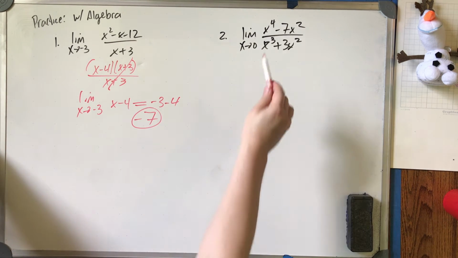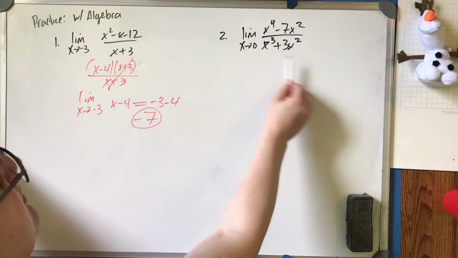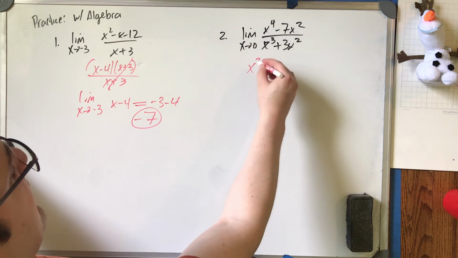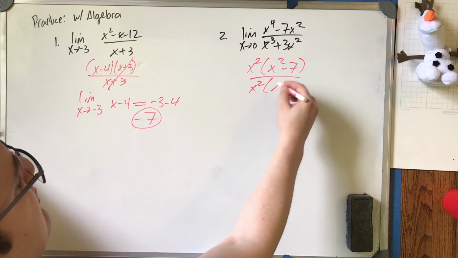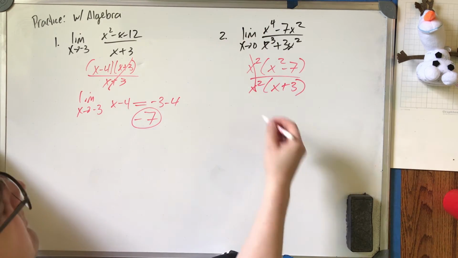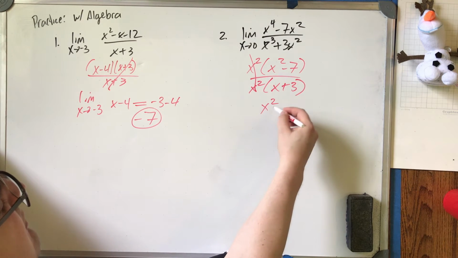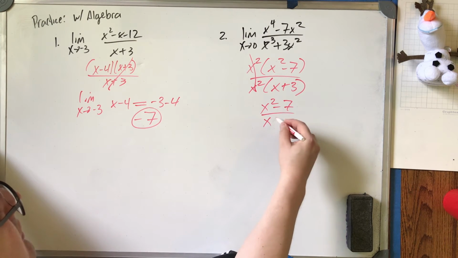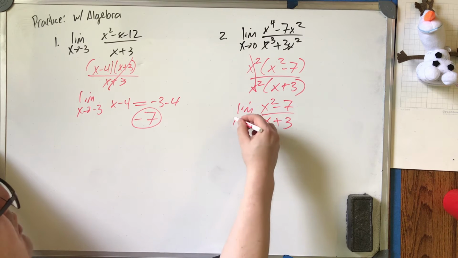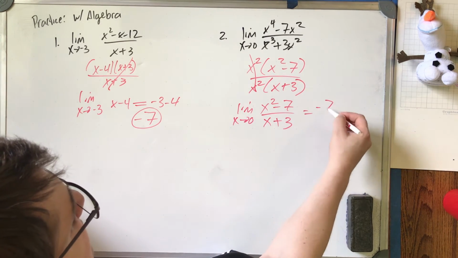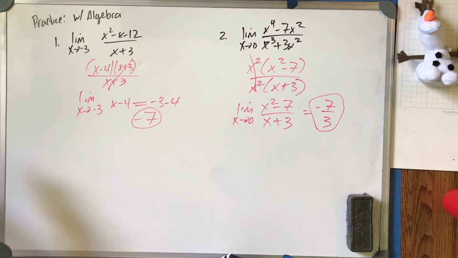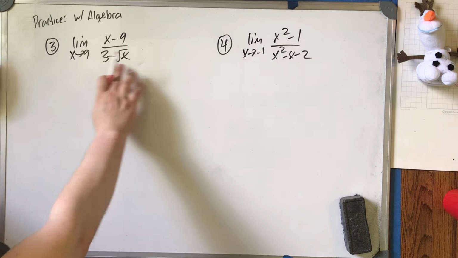Done. Here I try to direct substitute, I get 0 in the bottom, so I'm going to factor. The top has an x squared that can be factored out of it. The bottom has an x squared that can be factored out of it. Those x squareds cancel. What I'm left with, this x squared minus 7 over x plus 3, we can now direct substitute because we don't get 0 in the bottom. So I plug in 0 and I get -7/3. Done.